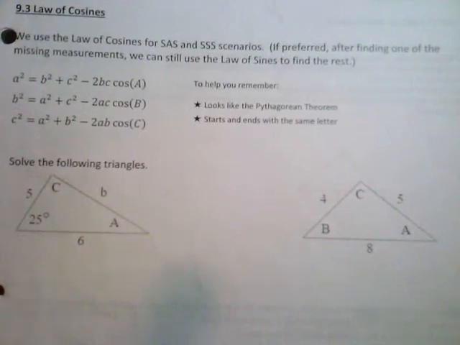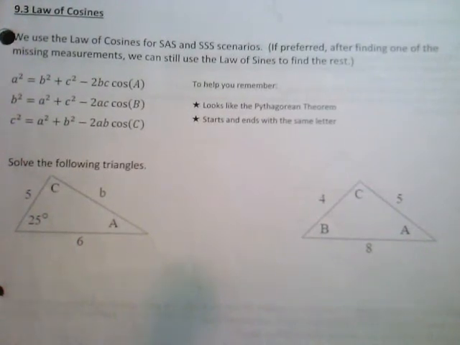All right, so let's look at 9.3, which is talking about the law of cosines now. We use the law of cosines for side, angle, side, and side, side, side scenarios. And if preferred, after you find one of the missing angle measurements, in some cases, you can always go back to using the law of sines because the law of sines tends to work out a little bit easier.